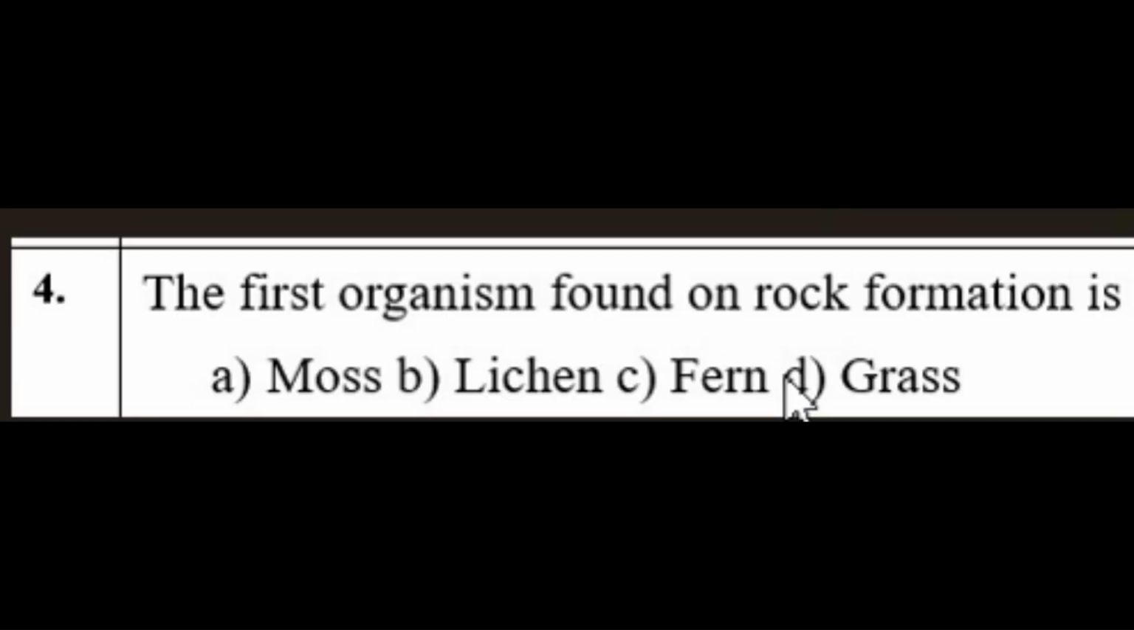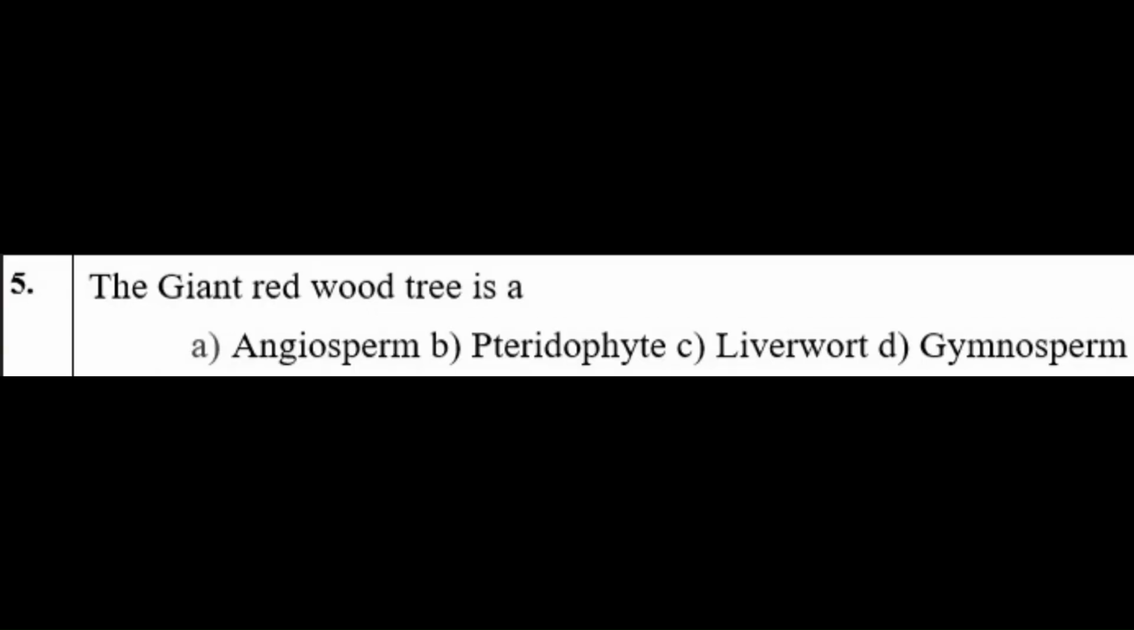Number 4, the first organisms found on rock formation is option A, moss, option B, lichen, option C, fern, option D, grass. The answer here is lichen. Question number 5, the giant redwood tree is A, angiosperm, B, pteridophyte, C, liverwort, D, gymnosperm. Giant redwood tree is a gymnosperm.